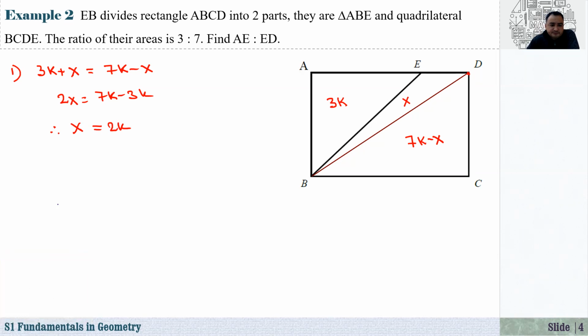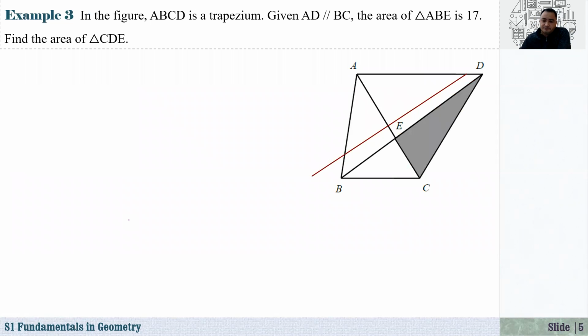In our second step, we're going to find the ratio of AE to ED. So the ratio AE to ED is equal to what? It is the ratio of the area of ABE to the area of EBD. The area of ABE is equal to 3K, and the area of EBD is equal to X. What is our X? X is equal to 2K. So from here, this ratio is equal to 3:2. Okay. All right. Another example.